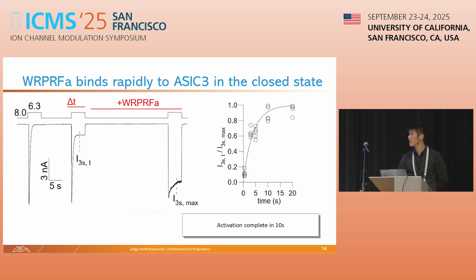Then we tested whether increasing activity on ASIC3 reduces any selectivity when we test WRPRF on the other two major ASIC isoforms, ASIC1A and 2A. We did not observe any effect on desensitization on ASIC1 or ASIC2.